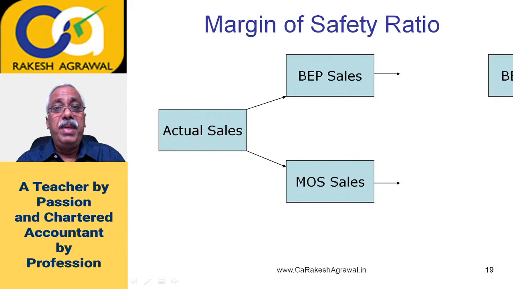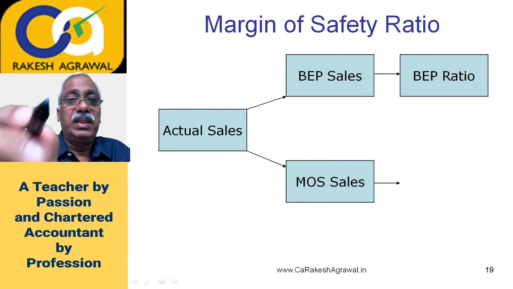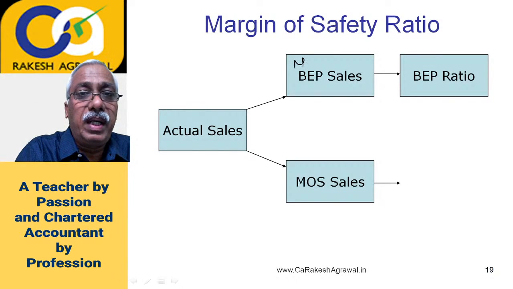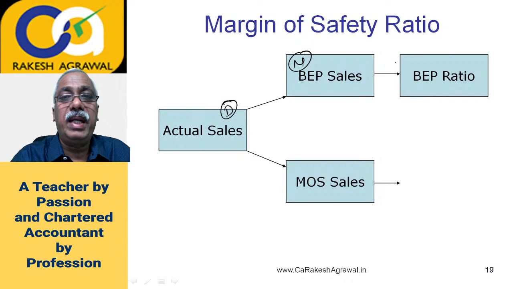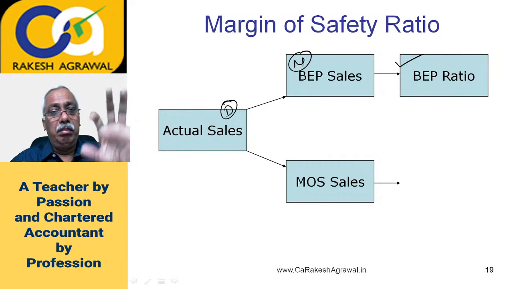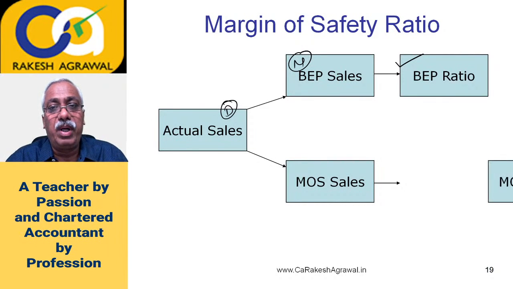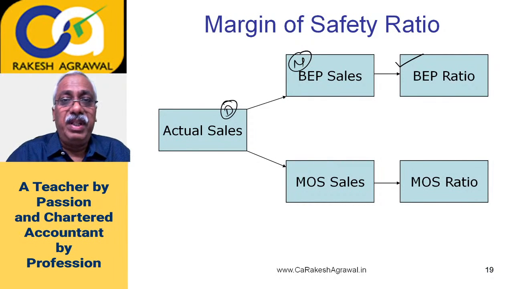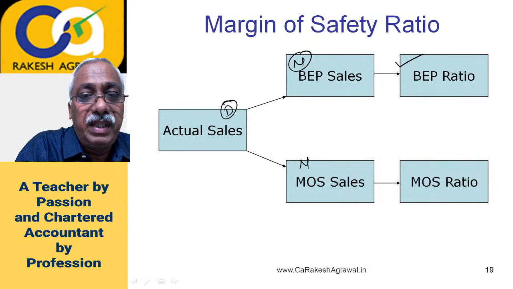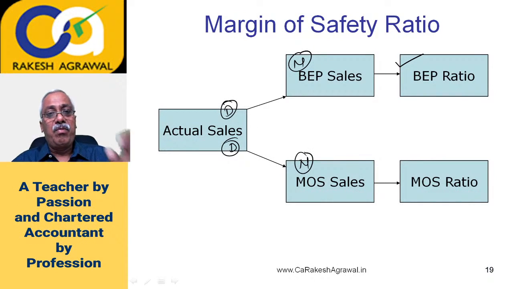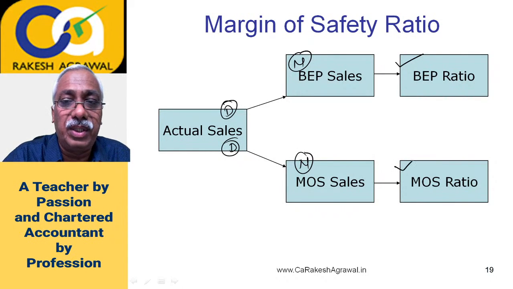Now, BEP sales divided by actual sales. If this is your numerator, BEP sales, and this is your denominator, into 100, you will get the BEP ratio. BEP sales divided by actual total sales is your BEP ratio, break-even point ratio. And margin of safety ratio can be calculated as margin of safety sales in the numerator, actual sales in the denominator. So margin of safety sales divided by actual sales into 100, you will get the margin of safety ratio.